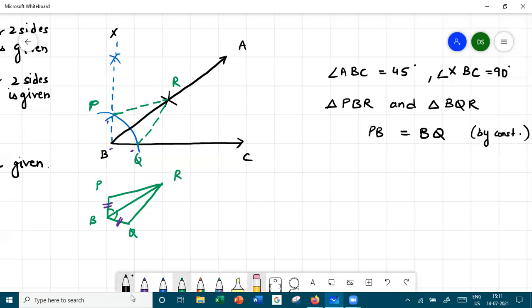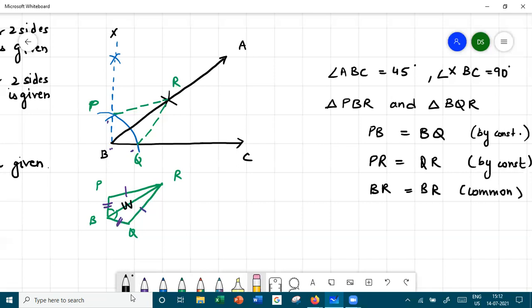The second thing we need to show is that these two are also equal by construction, because we place the compass here and drew this arc, and we place the compass at P and drew the arc at R, right? So again, by construction, these two sides are also equal, which is PR is equal to QR by construction again, right? And the third side would be this side, BR. BR is common in both. It's usually known as the common arm or the common side. Common in both triangles, so of course it will be the same length, right?